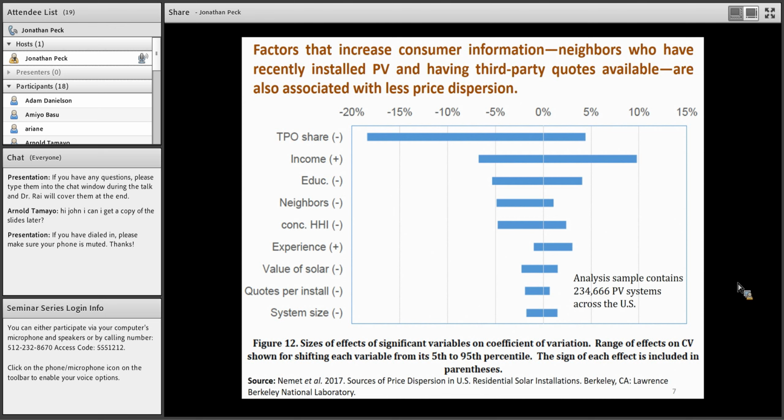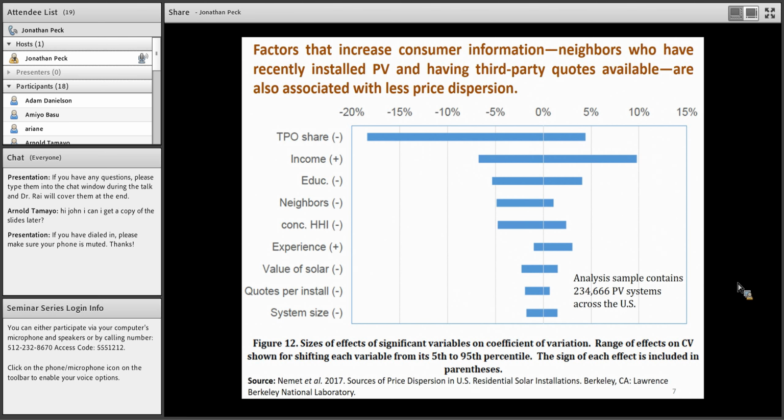If you look at the TPO variable, which is negative, it means as the share of third-party owned systems increases, it has a negative impact on the coefficient of variation. So it reduces price variation, and quite significantly as you move from the mean to the 95th percentile. That's understandable given that TPO systems have been known through previous work to have a much narrower price range for a variety of reasons. We can get into that.